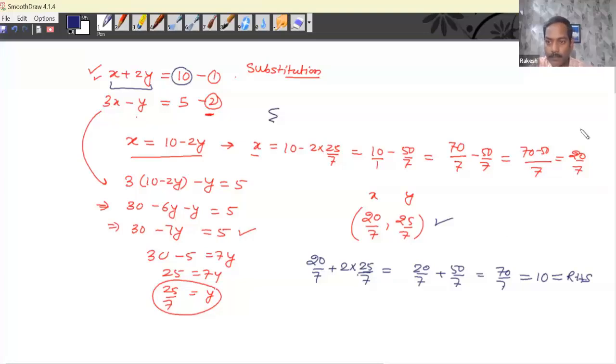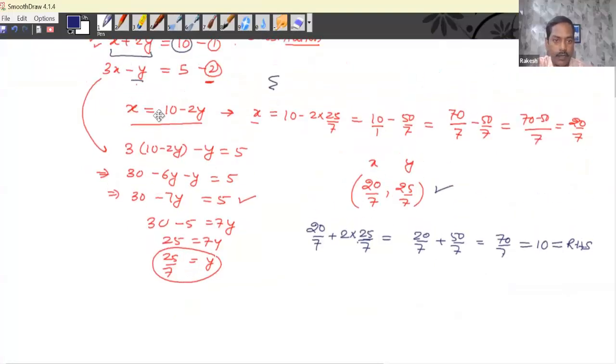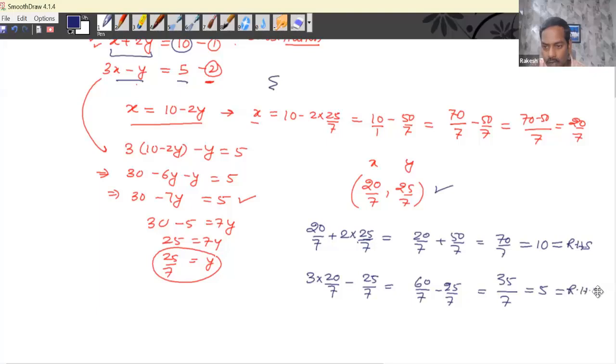So here we can see that if I substitute here, it would be 3 times 20 by 7 minus 25 by 7. Let's see, this is the LHS. So here it would be 60 by 7 minus 25 by 7. Again, 7 is common. So 60 minus 25 is what? 35. So 35 by 7 is 5, which is nothing but equal to RHS. This will always happen. In fact, this must happen. Otherwise, whatever calculation you have done, you have got the wrong solution. It must satisfy both the equations.